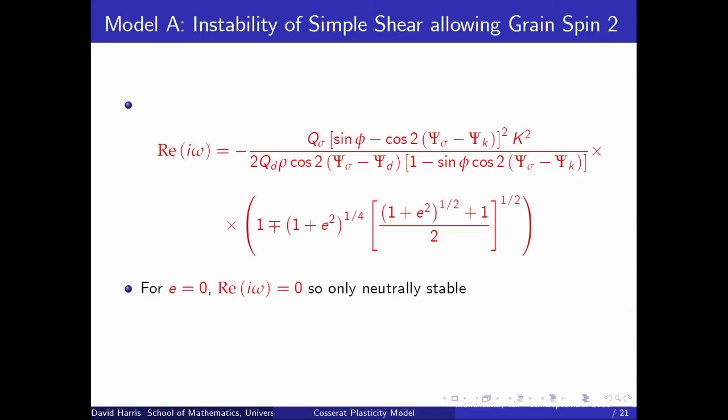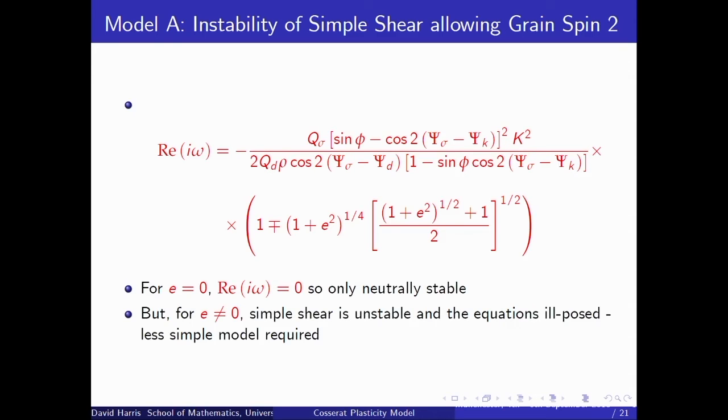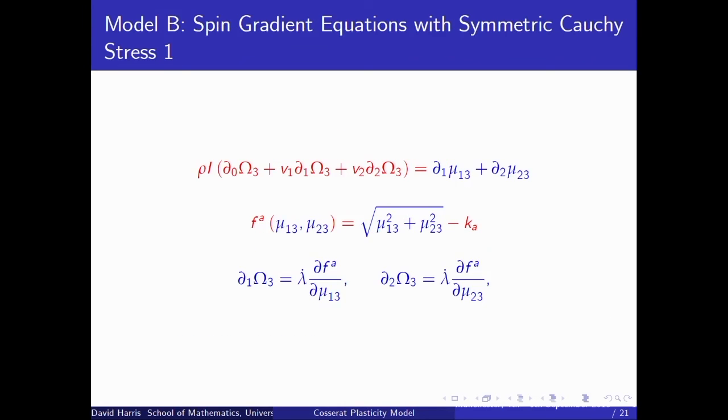Unfortunately, if we look a bit more carefully at this, if E is not zero, then simple shear is unstable and the equations are ill-posed. So this model is too simple. It won't do the job that we want. And so we have to go to slightly more complicated Cosserat equations.